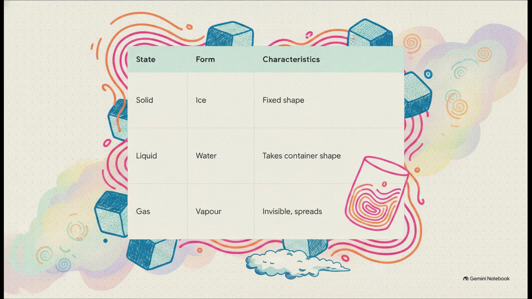Sometimes you see a mist above boiling water, but those are actually tiny liquid droplets that have cooled down, not the invisible vapor itself. So those are our three foundational forms. But of course, water doesn't just sit still.